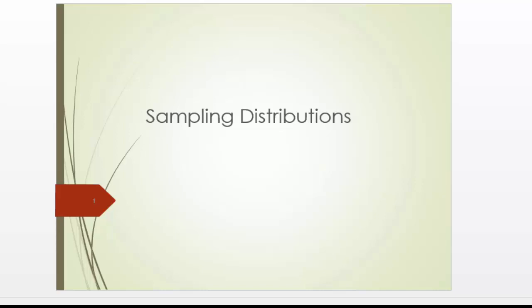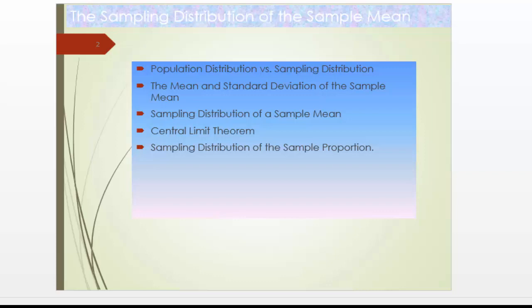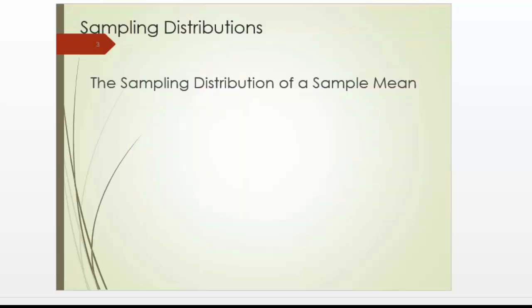We're going to be going over sampling distributions. We're going to look at the population distribution versus the sampling distribution, the mean and the standard deviation of the sample mean, sampling distributions of the sample mean, the central limit theorem, and sampling distributions of the sample proportion. But first, we're going to start with talking about the sampling distribution of the sample mean and what exactly that means.